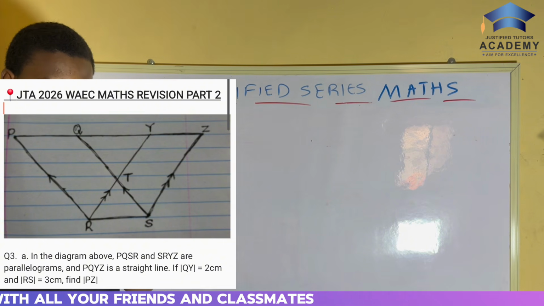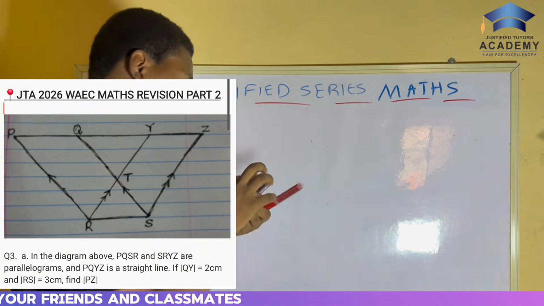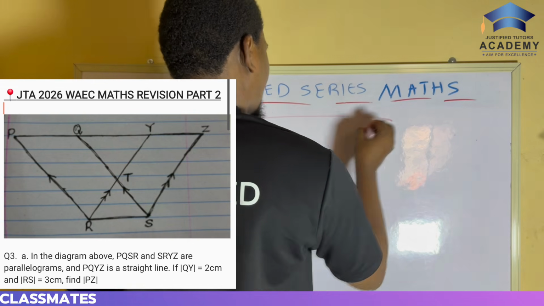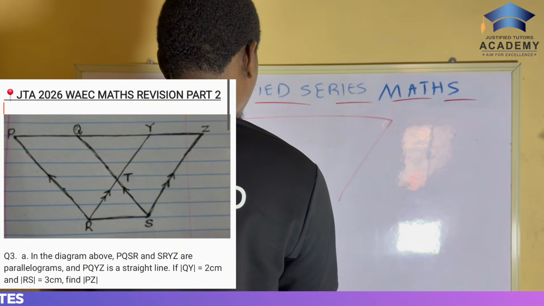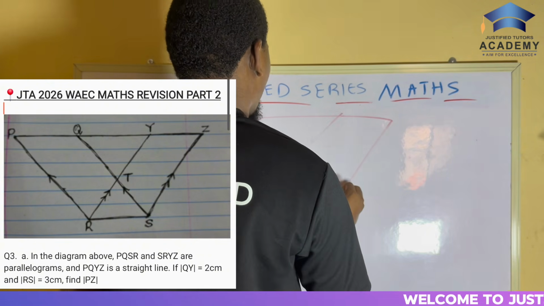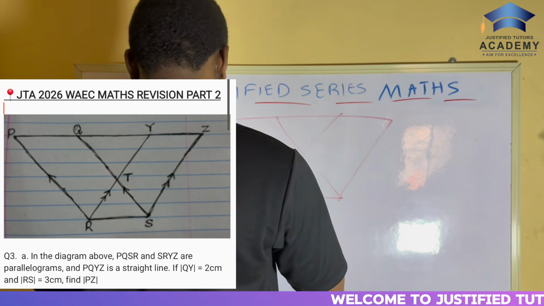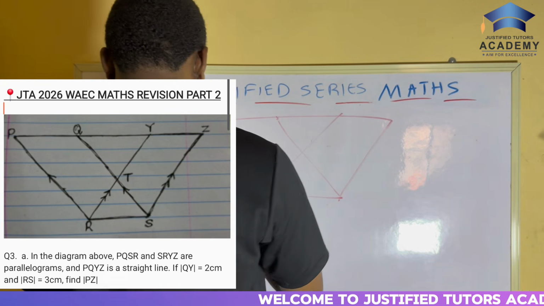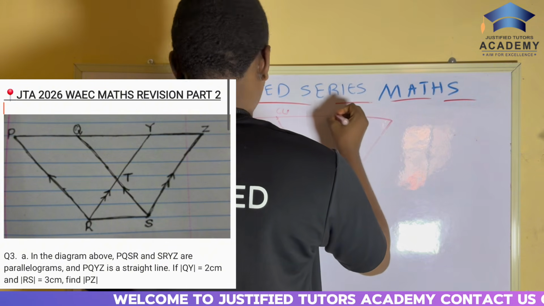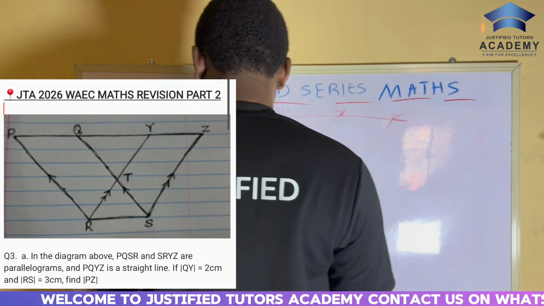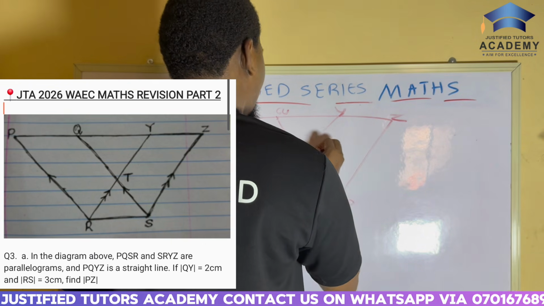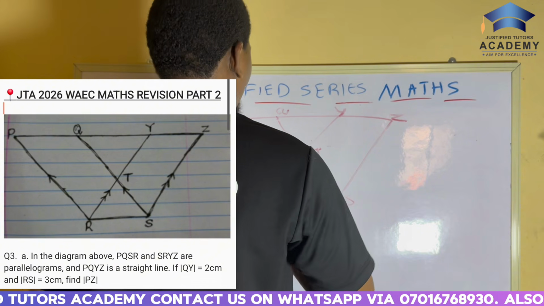Okay, so let me draw what I have here first for you guys. Then we have one to this side, we have one to this side. Then we have P here, Q here, Y here, Z here. We have S here, R here. That's it.